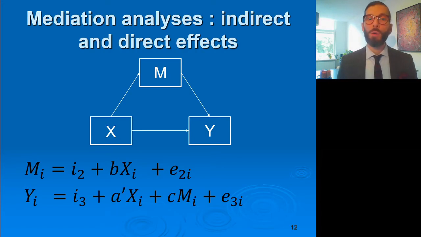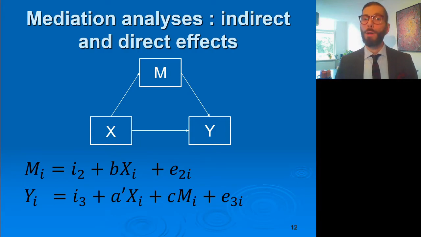In this mediation model, we have two dependent variables, the mediator M and the eventual outcome Y. We can define the regression equation for M as follows. The individual values on the variable M are predicted by an intercept, I sub 2, plus an effect of X with a slope equal to B, plus individual prediction errors.